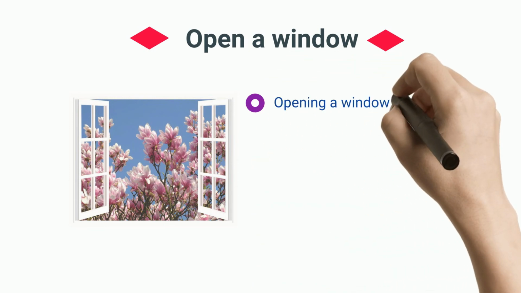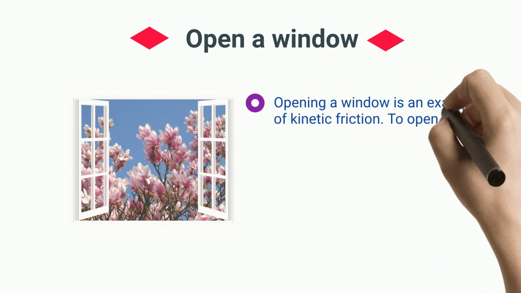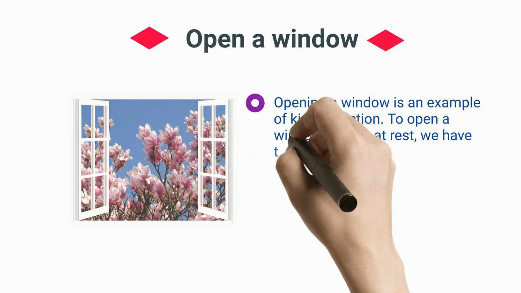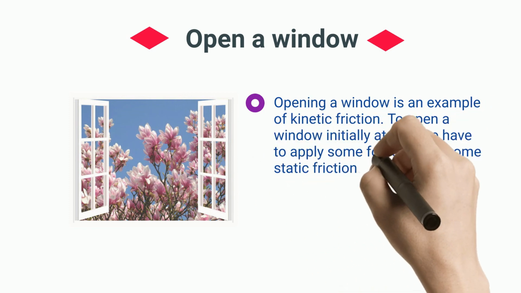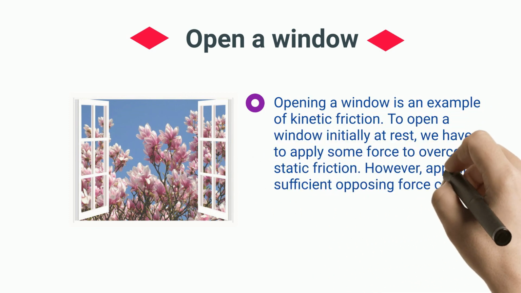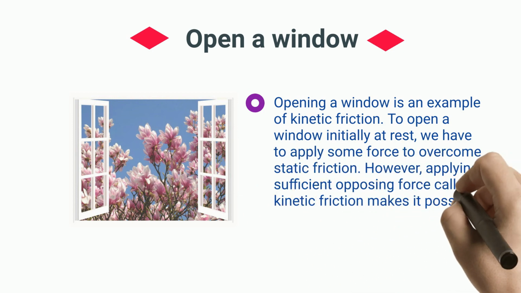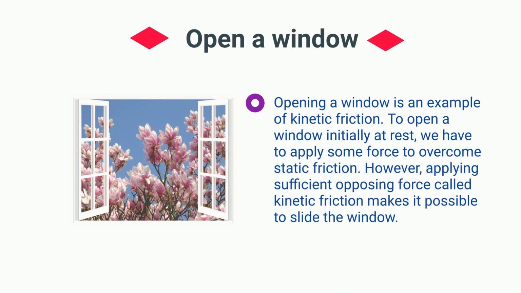Open a window. Opening a window is an example of kinetic friction. To open a window initially at rest, we have to apply some force to overcome static friction. However, applying sufficient opposing force called kinetic friction makes it possible to slide the window.